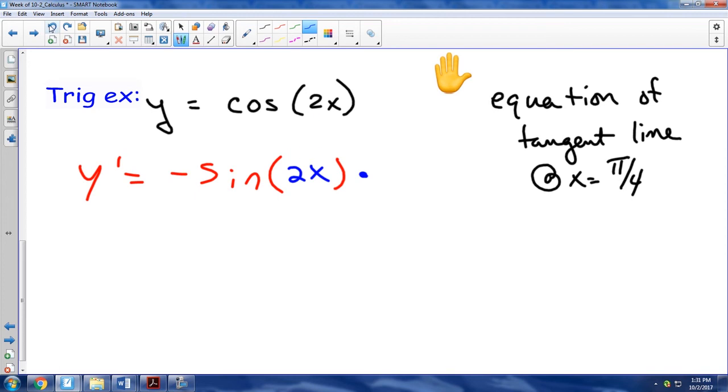But now what is the last step of the chain rule, the most important part? Multiply by the derivative of the inside, which is simply 2. And so you have negative 2 sine of 2x as your final answer for y prime.